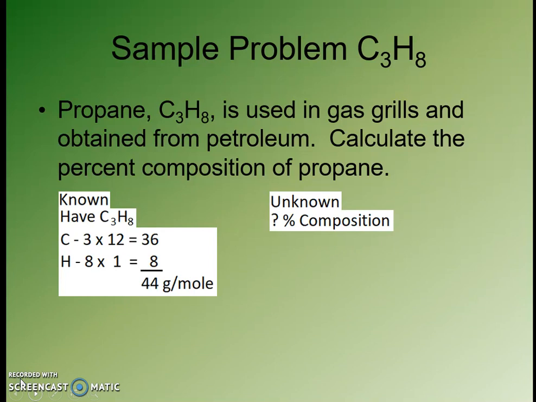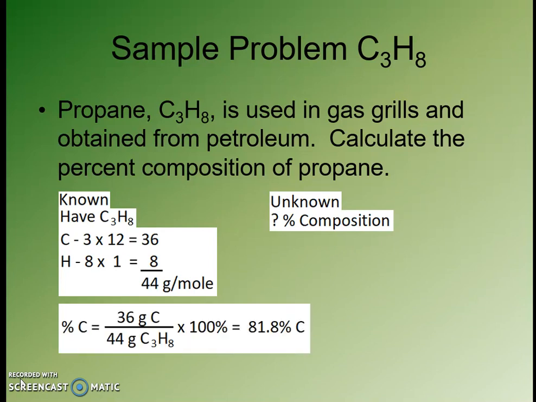And now I can use that molar mass to get my percent composition. I have the parts that go into the entire mole, 36 grams of carbon for that 44 grams in the entire mole, and 8 grams of hydrogen for that entire mole. So I can use that now to solve out the percent breakdown of each.